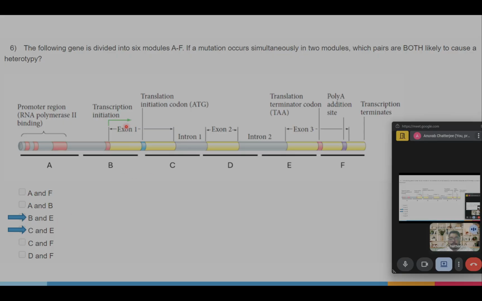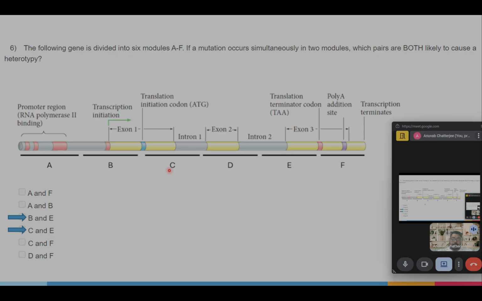B and E, you see B spans an exon and E also does it, so it can cause a heterotopy because there can be changes here which add a translation initiation codon early on. Changes in protein sequences will be there. Similarly, changes in the stop codon will cause extension of the protein sequence, and that also changes the protein sequence. So B and E qualifies for heterotopy.